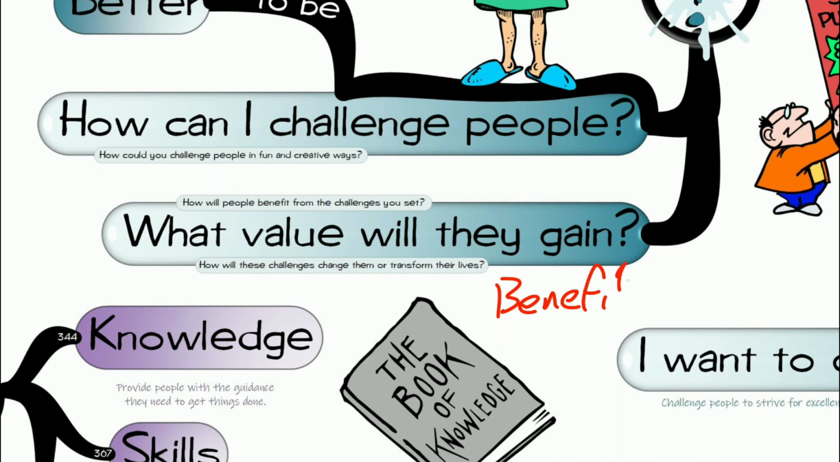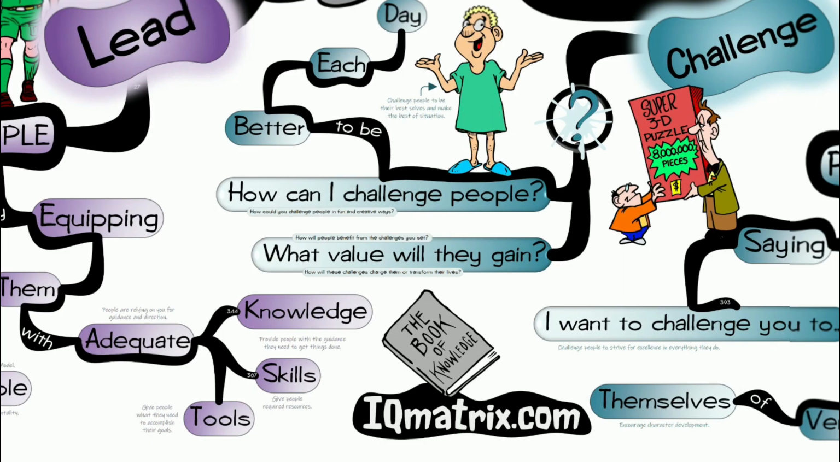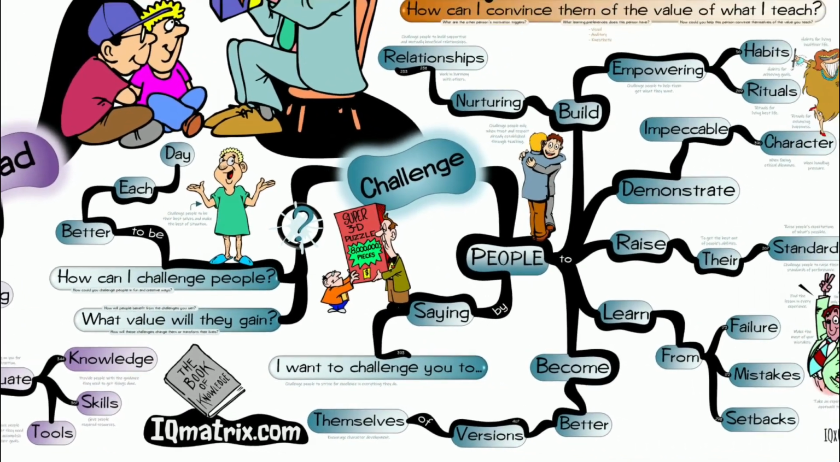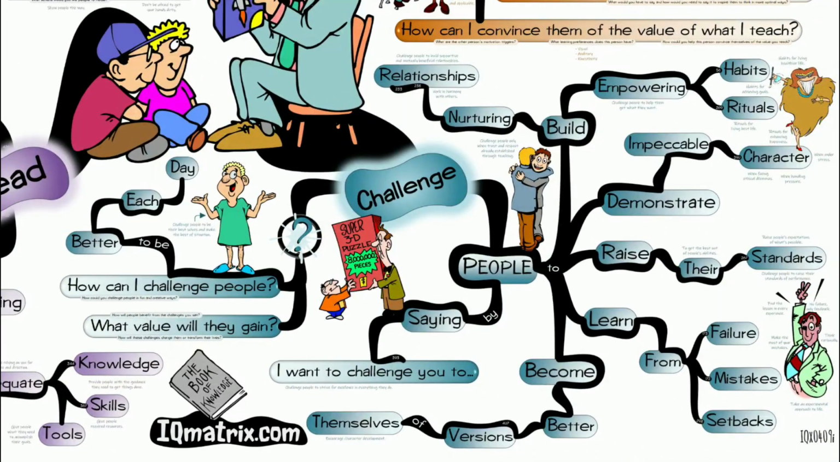People need to see the value, and we covered this also in the teaching side of things, right? People need to see the benefits of the lessons we're teaching them. Here, they need to see the benefit of how we are challenging and how that challenge will help them to become better versions of themselves or help them to make the best of the situation that they're dealing with. So that's essentially your blueprint for challenging people in empowering ways. And that's something that we'll explore in further detail in another video.